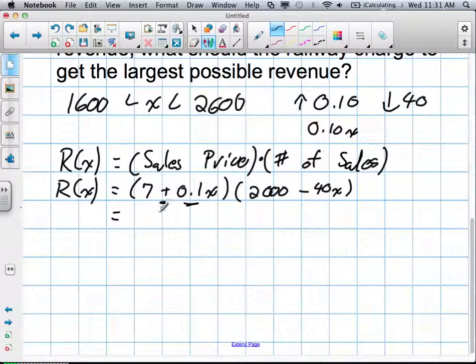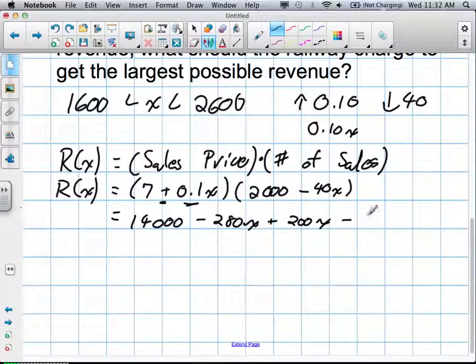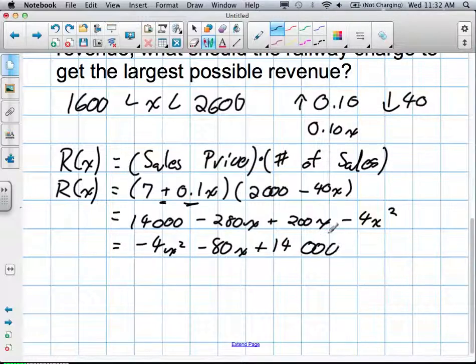So when we expand and simplify this, we end up with 14,000 minus 280x plus 200x minus 4x squared. Okay? When we arrange that, negative 4x squared minus 80x plus 14,000. Here's our equation. Revenue in terms of x.